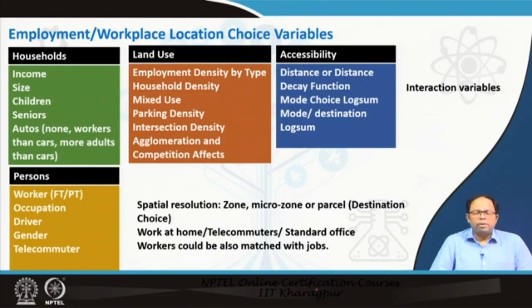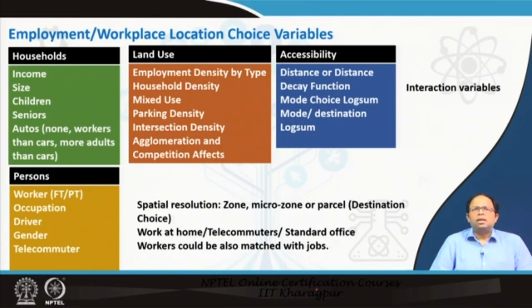For example, employment density by type, household density, mixed use, if the area is mixed use, then what is the parking density? Parking density decides how many people will be able to go there and park their vehicles, and intersection density, agglomeration and competition effects. If you remember from accessibility lectures, we talked about agglomeration and competition effects, like what is the demand for jobs in that particular area from surrounding zones and so on.